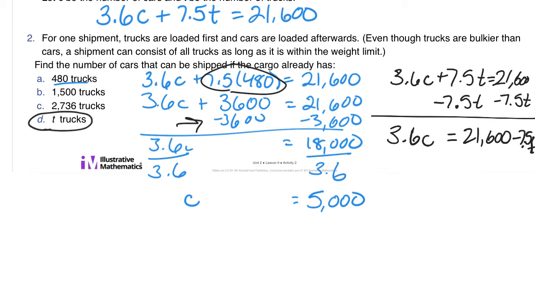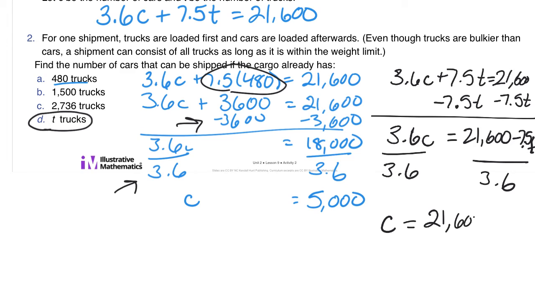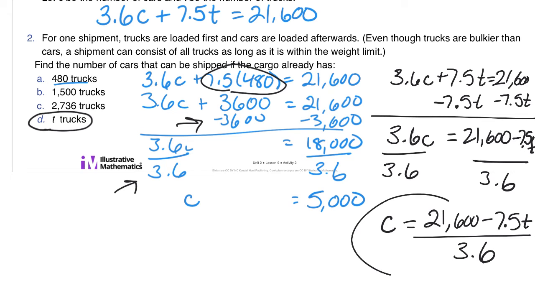Then I noticed that at the end here, I divided everything on both sides by 3.6. So I end up with C equals 21,600 minus 7.5T, all being divided by 3.6. And that's what we are really looking at here, is how can I rearrange that equation to get a different variable by itself, or to solve, in this case, for C.